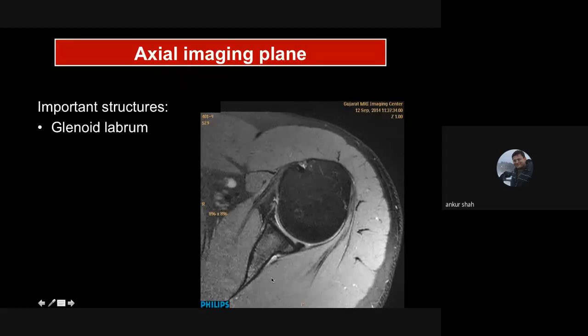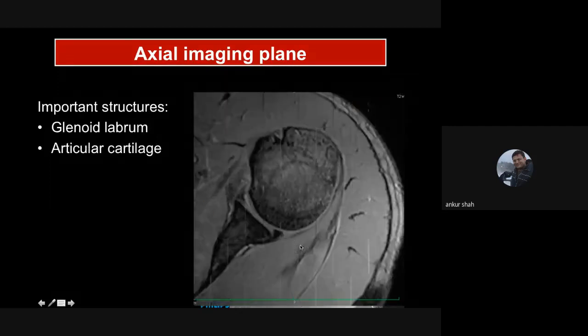So in axial imaging plane, what are the important structures which are seen? If you see this axial image, the outermost is the deltoid muscle, then inside are the rotator cuff muscles. This is the head of the humerus, this is the scapula, and here is the glenoid. And along the glenoid, there lies the glenoid labrum. So the anterior labrum and posterior labrum, this well-defined hypointense, just like meniscus in the knee joint. The labrum are also hypointense structures on all MR sequences. And this is the anterior labrum, this is the posterior labrum, which are well seen on the axial images.